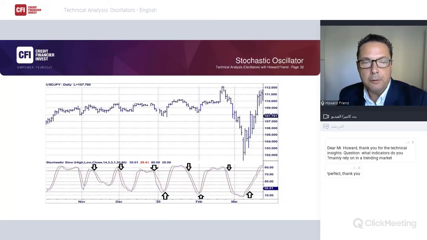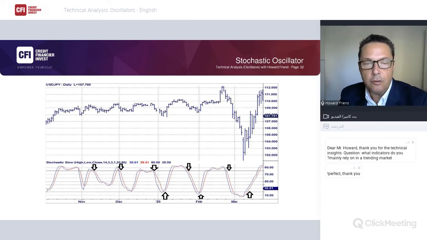Okay, so this is dollar yen daily, and this is giving you the 14-period slow stochastic of dollar yen. So for the most part, dollar yen has been in a bit of a range. Then we get these kind of violent oscillations in Q1 of this year. So as the market swings higher, it tends to stay in the overbought region when the market's in a trend. And when it pulls back in a trend, it bases out again above the oversold region.